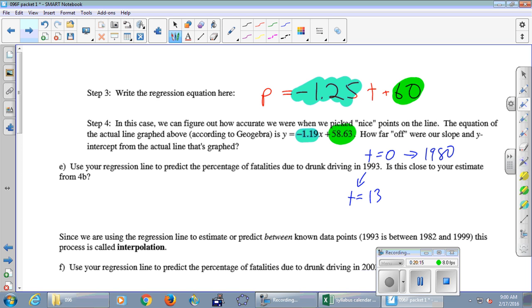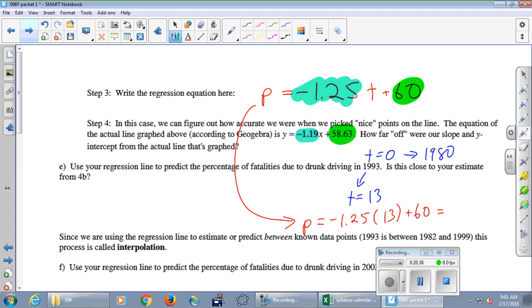And so we're going to take that t equals 13 and we're going to shove it into this equation. This equation will output the percentage if we plug in a t value. So let's do that. P equals negative 1.25 times, instead of t, 13 plus the 60.